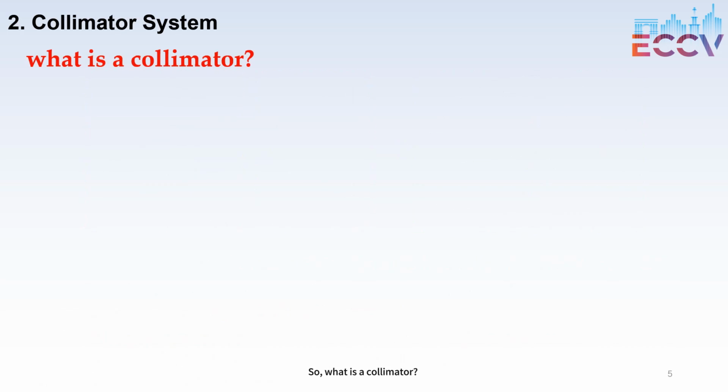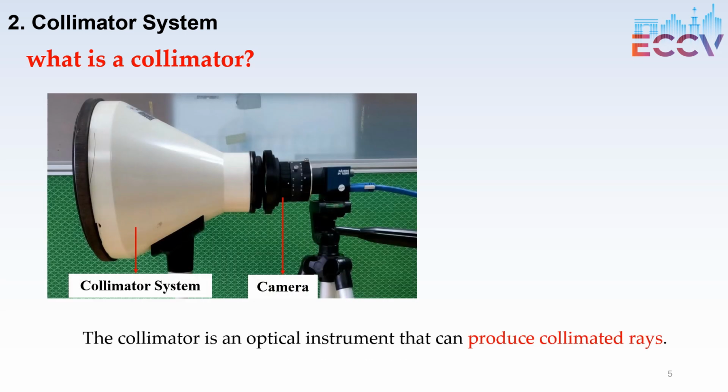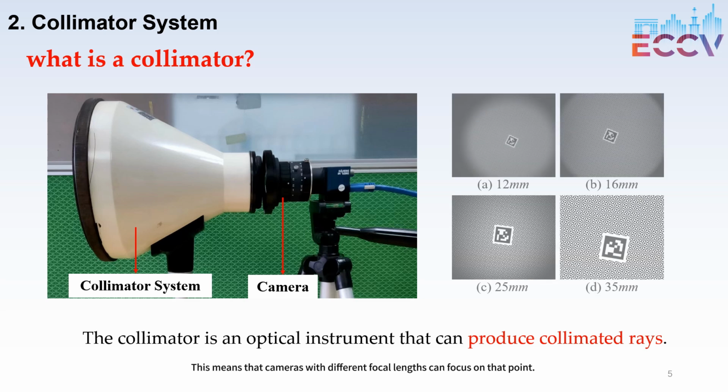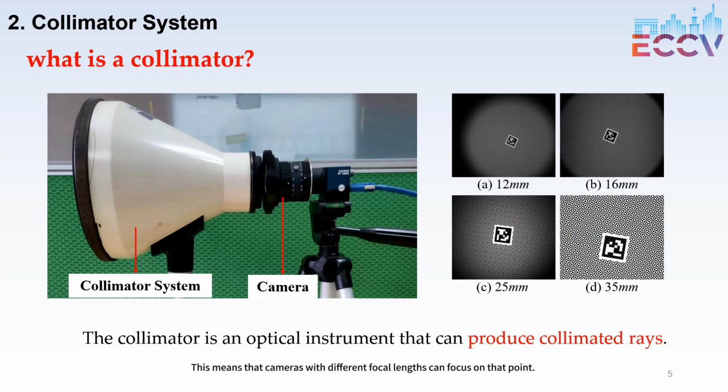So, what is a collimator? It's an optical device that produces collimated rays. When light hits a point on the collimator's focal plane, it creates a beam of parallel light, making that point appear to be at an infinite distance. This means that cameras with different focal lengths can focus on that point. To help with calibration, we customize a specific star pattern on the focal plane as our target.